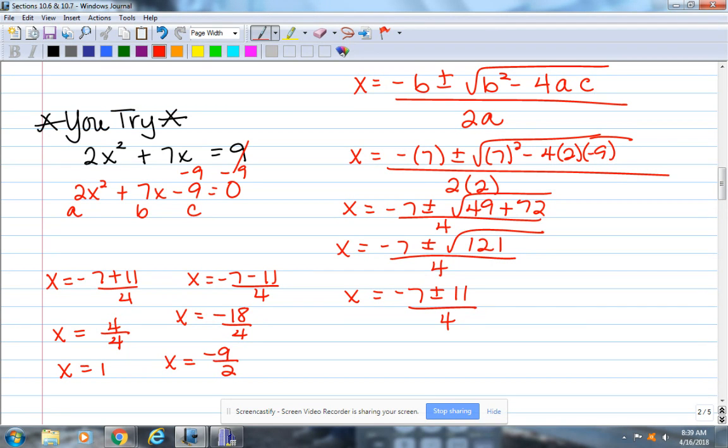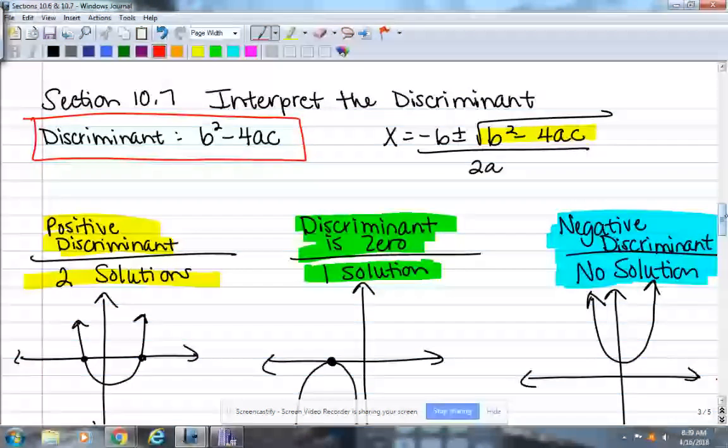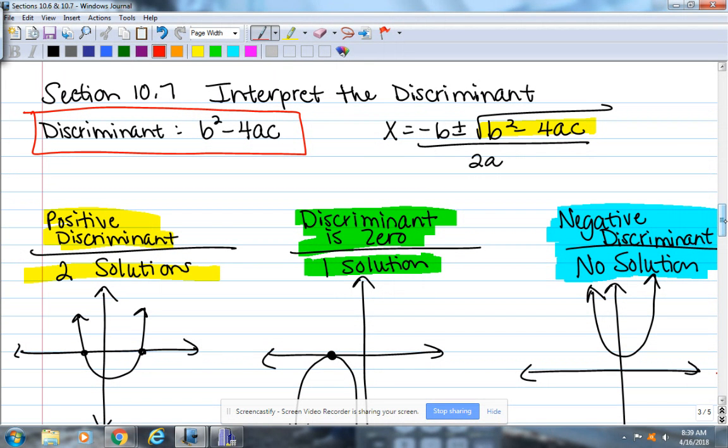All right, so that's the end of section 10.6. Then we're going to quickly talk about section 10.7, which is the discriminant.